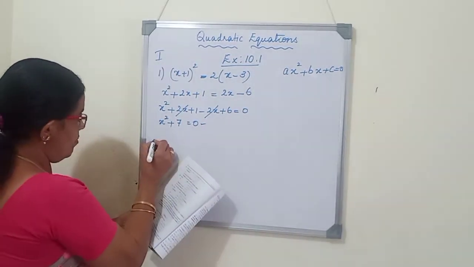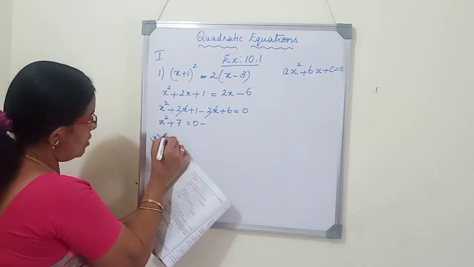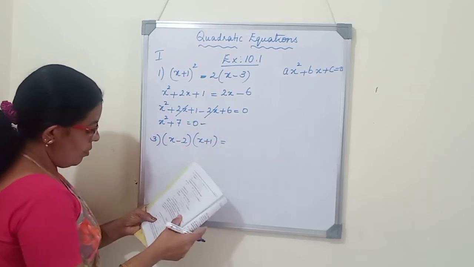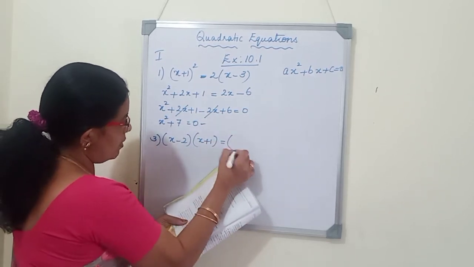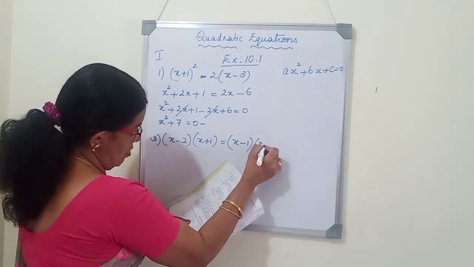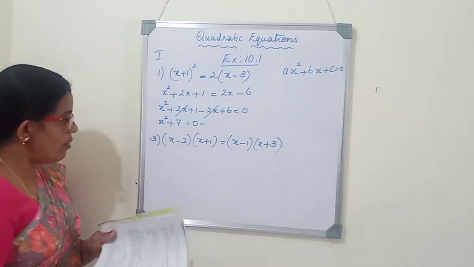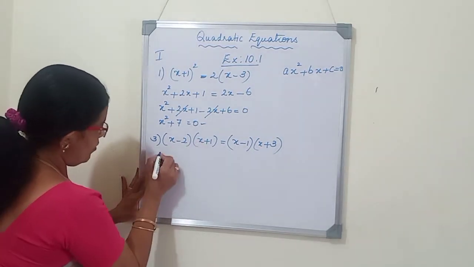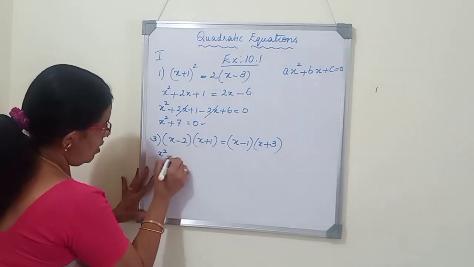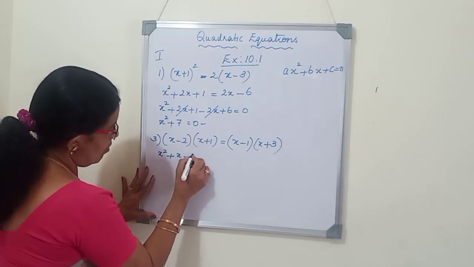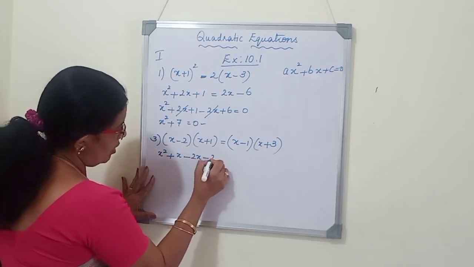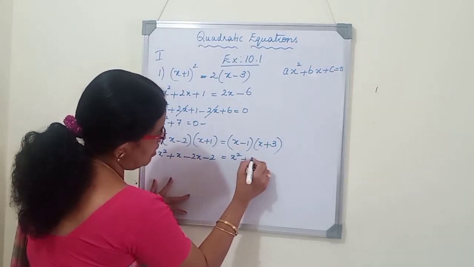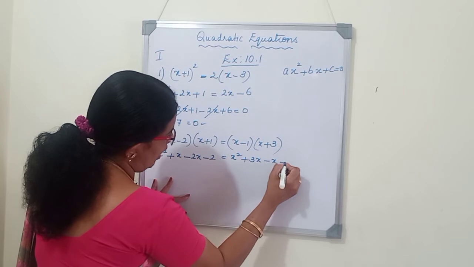Third question is (x − 2)(x + 1) = (x − 1)(x + 3). Here we will do the binomial multiplication on the LHS and RHS. x into x is x², x into 1 is x, −2 into x is −2x, −2 into 1 is −2, equal to, on the right side, x², 3x, −x, −3.